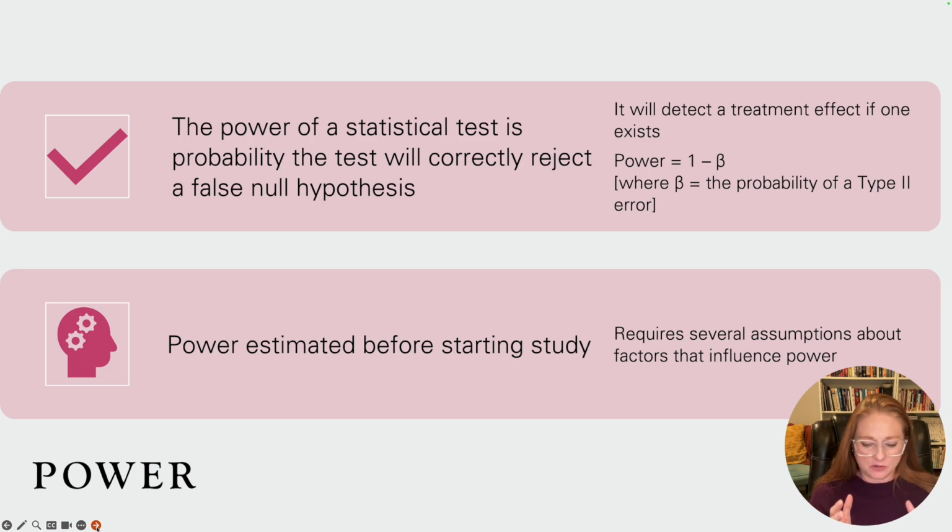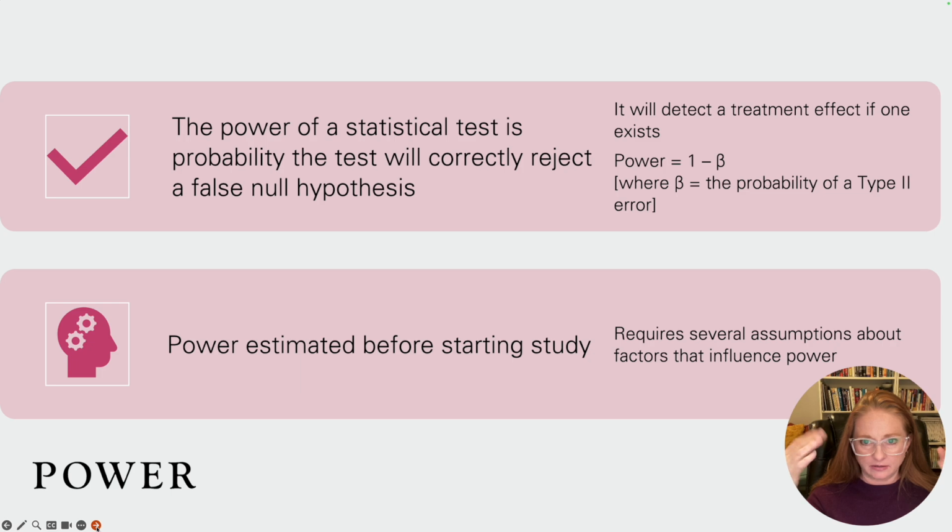It runs this analysis before you actually run your test to say, if you do reject a false null hypothesis, you can actually say, yes, I did that. So it's going to detect a treatment effect if, down the road, one exists. Mathematically, power is just 1 minus beta, or 1 minus the probability of committing a type 2 error.